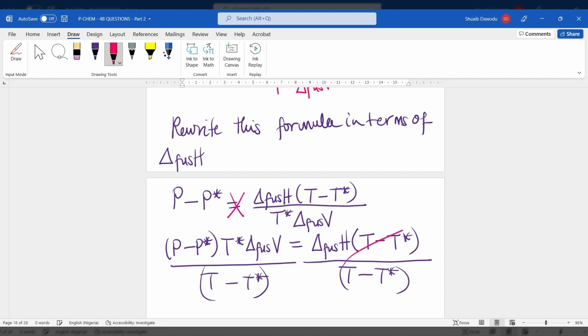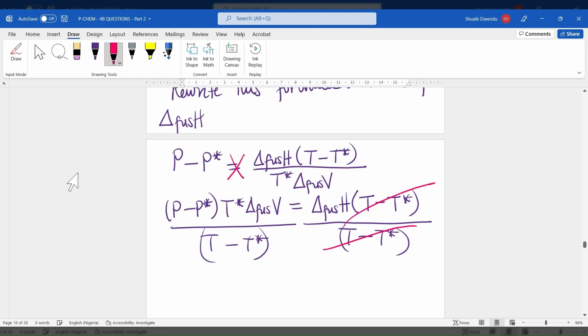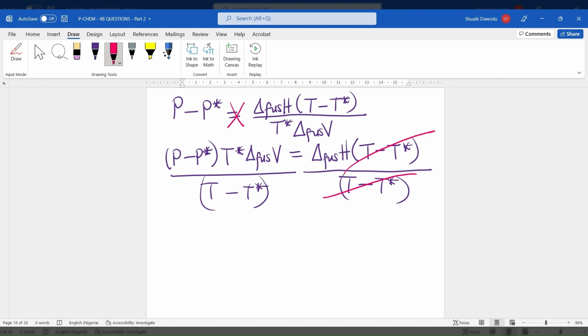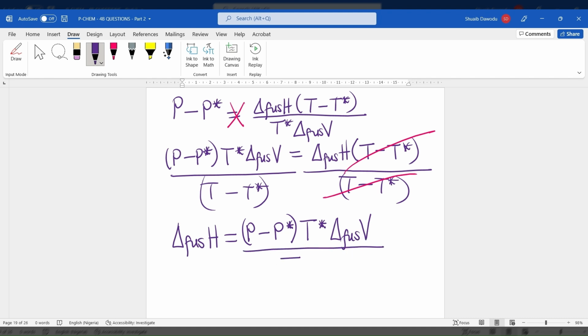So you cancel out this, you cancel out this. So the new formula is going to be: change in enthalpy of fusion is equal to (P minus P star) times T star times change in molar volume of fusion, divided by (T minus T star). So yeah, this is your new equation. Now we can comfortably substitute.